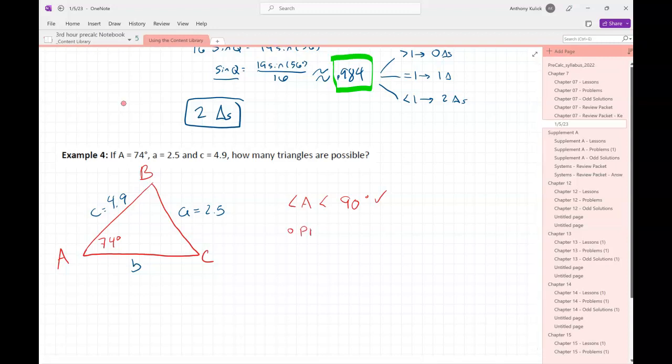First thing we check is the given angle is acute. Now I notice that the opposite side is shorter than the other side. So this is that ambiguous case, right?